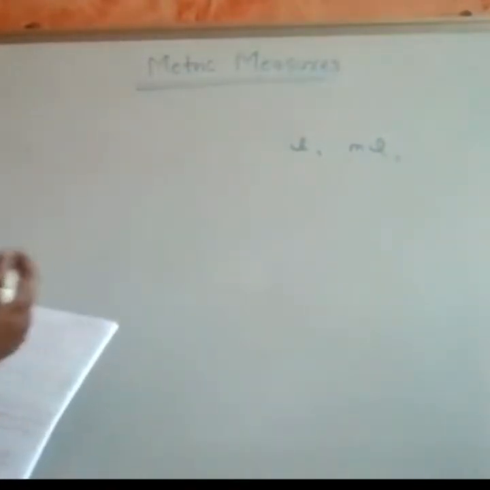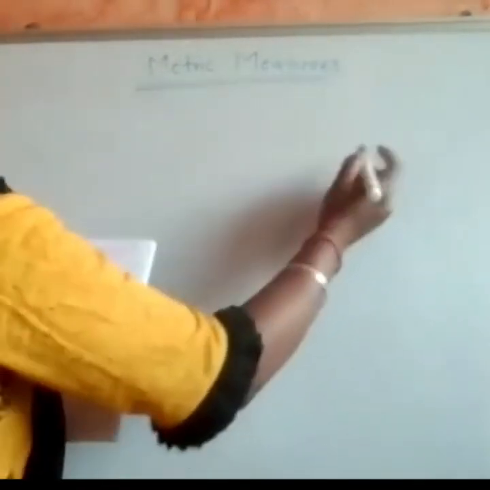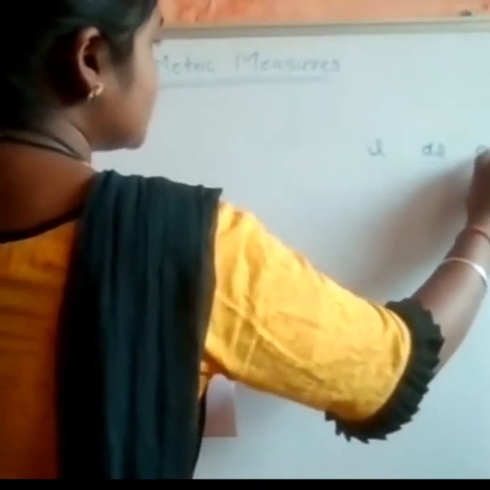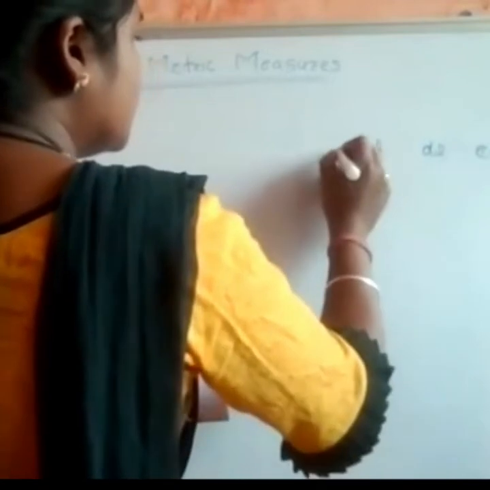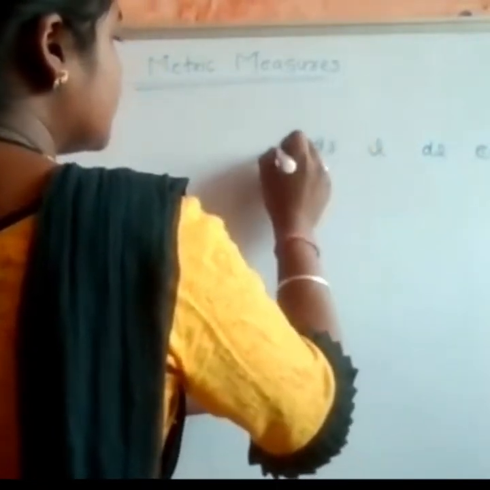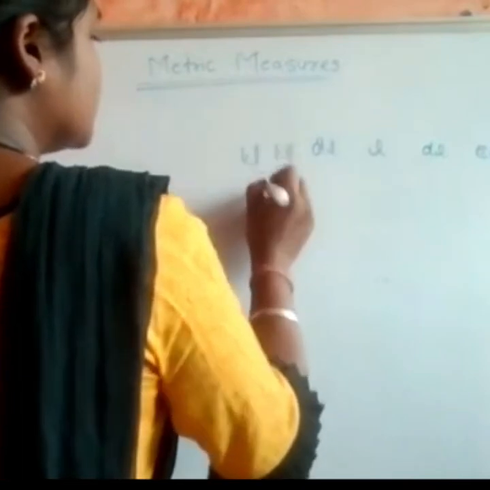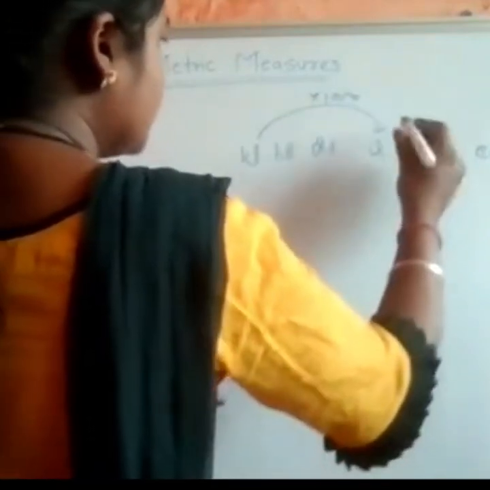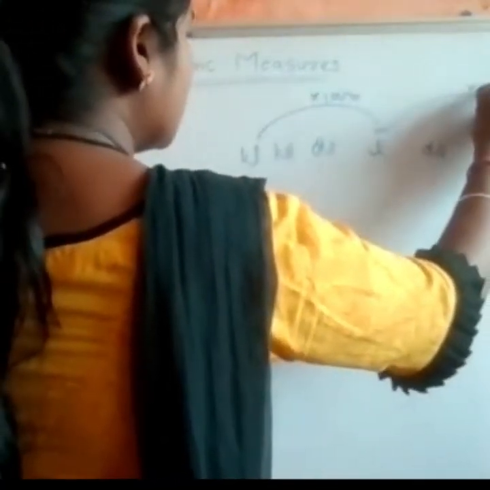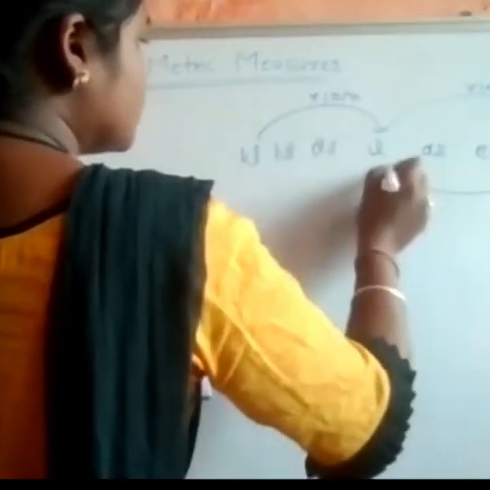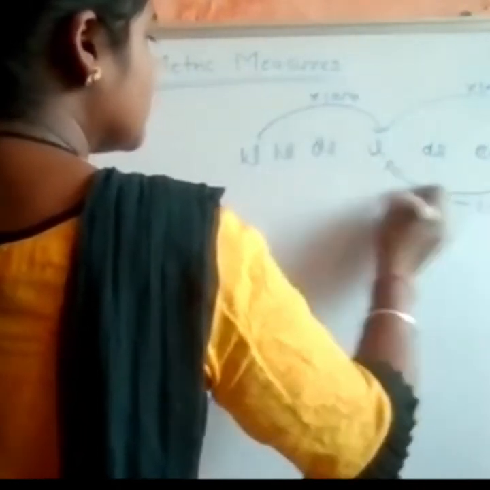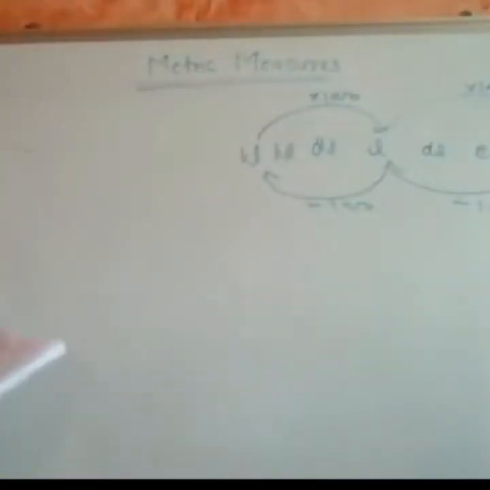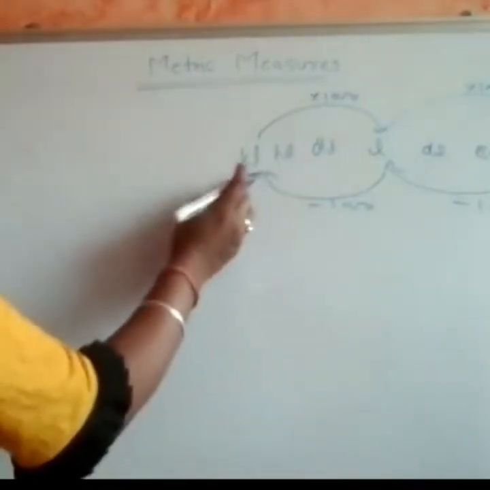Here again we have the same concept. The liter is there, then we have the deciliter, the centiliter, and the milliliter, and on the other side the decaliter, the hectoliter, and the kiloliter. Moving down, it is multiplied by 1000, and moving up, it is divided by 1000.